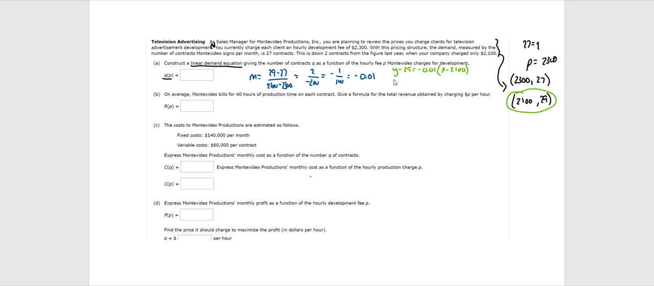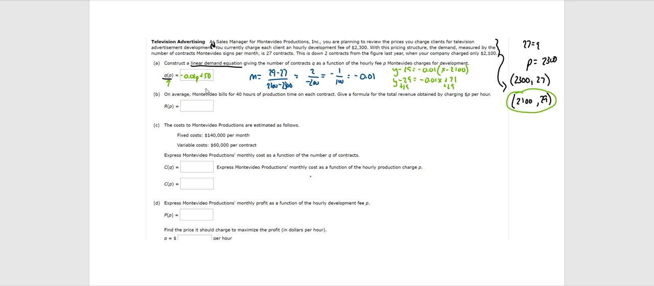In order to simplify and get our equation, y minus 29 is negative 0.01 times x plus 21, because a negative times a negative is positive. Add 29 to both sides. And we're able to put in our formula here, negative 0.01p plus 50. Notice I used an x over here, but the variable has to be p, so I put that correct. So I was able to find my linear demand equation.